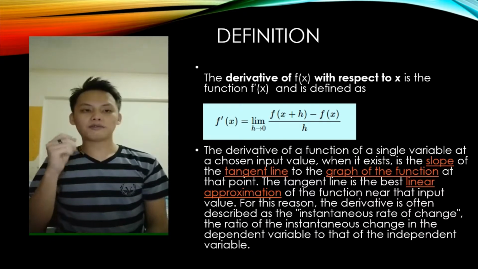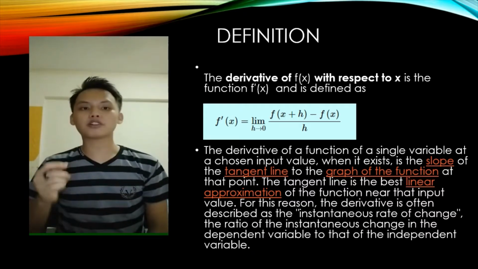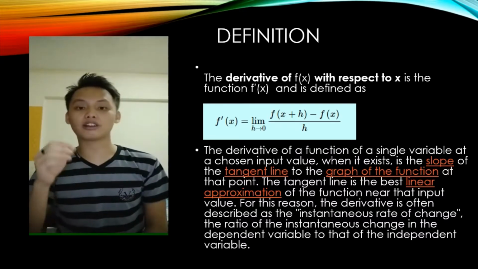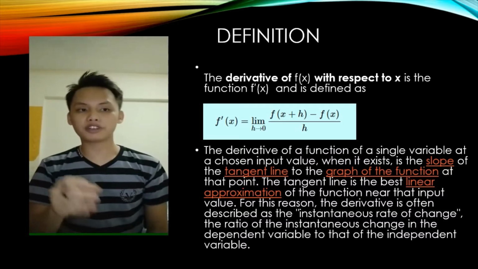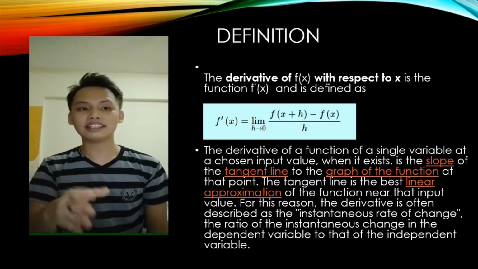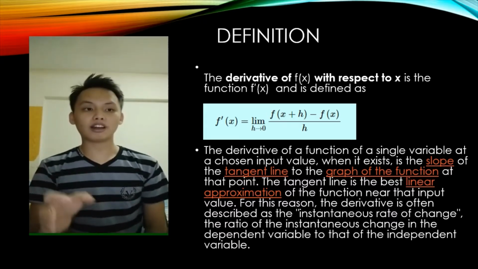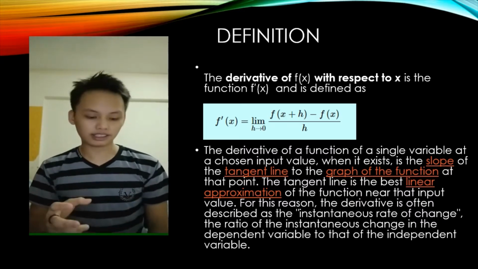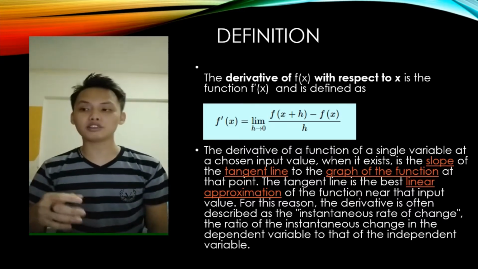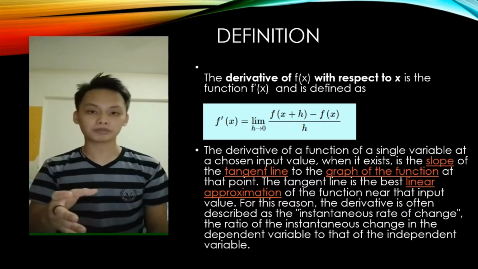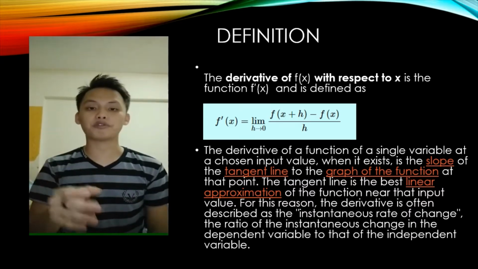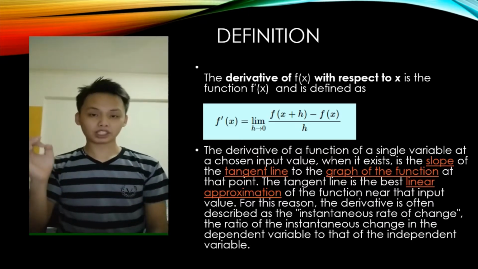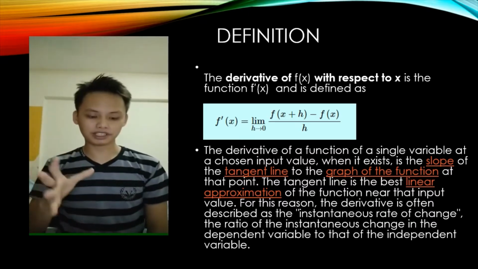For this reason, the derivative is often described as the instantaneous rate of change, the ratio of the instantaneous change in the dependent variable to that of the independent variable. Here we can see mathematicians usually use derivatives to calculate loss and profit in business. Sometimes they use the derivative for temperature variation.